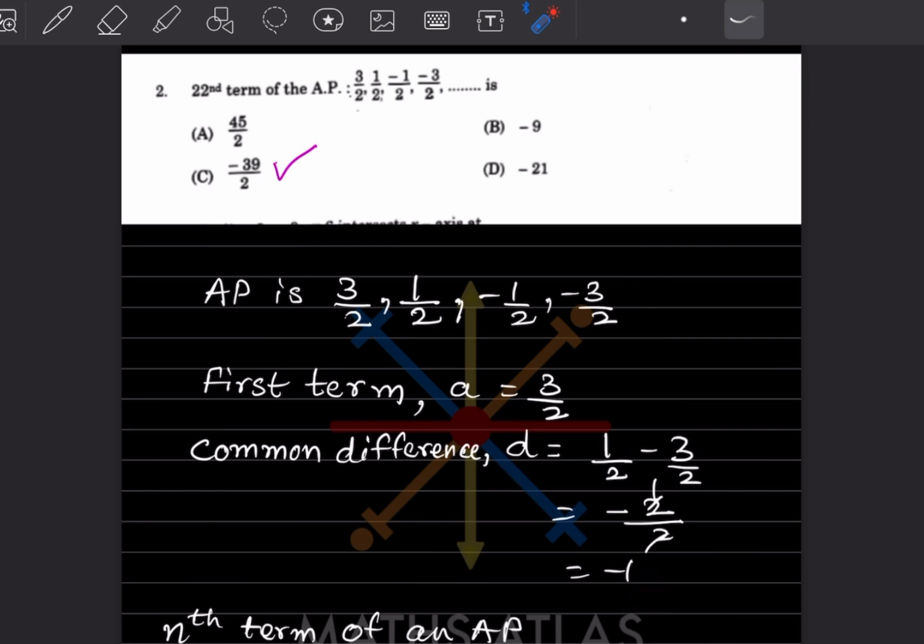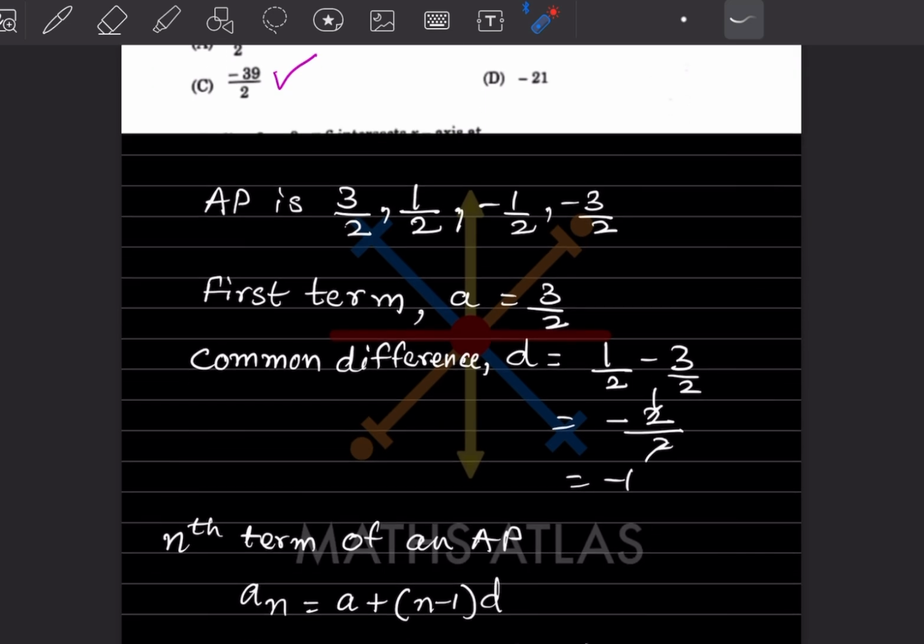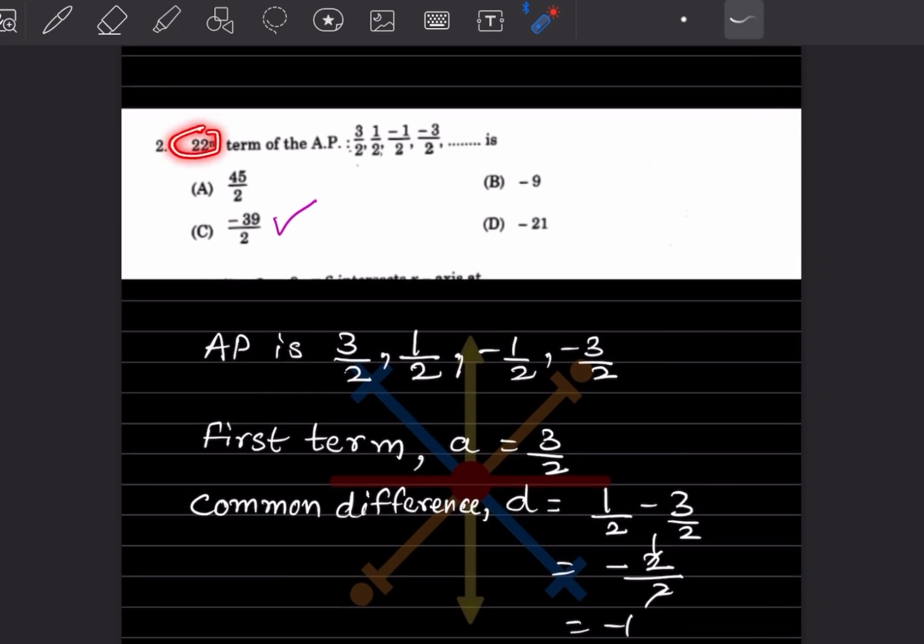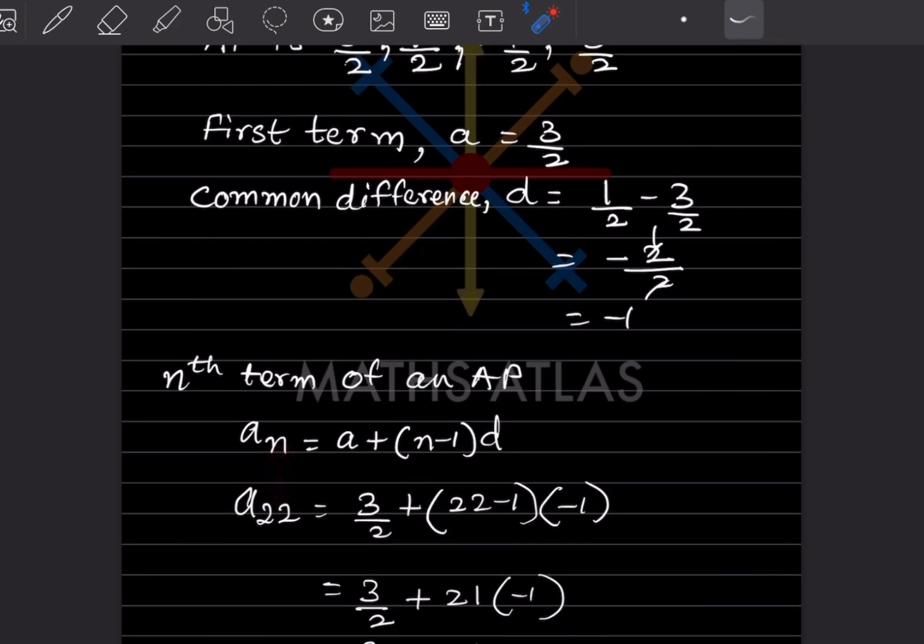Now we will see the 22nd term. For that, we know the formula, the nth term of an AP, that is a plus n minus 1 into d. Now this is the 22nd term, so we'll put 22 here. We already got a, the first term, this is 3 by 2. And again we'll take 22 minus 1, and d we got as the common difference, minus 1. So this is 3 by 2 as it is, and this will be 22 minus 1, that will be 21, and this will be minus 1. So this will be plus into minus, minus.